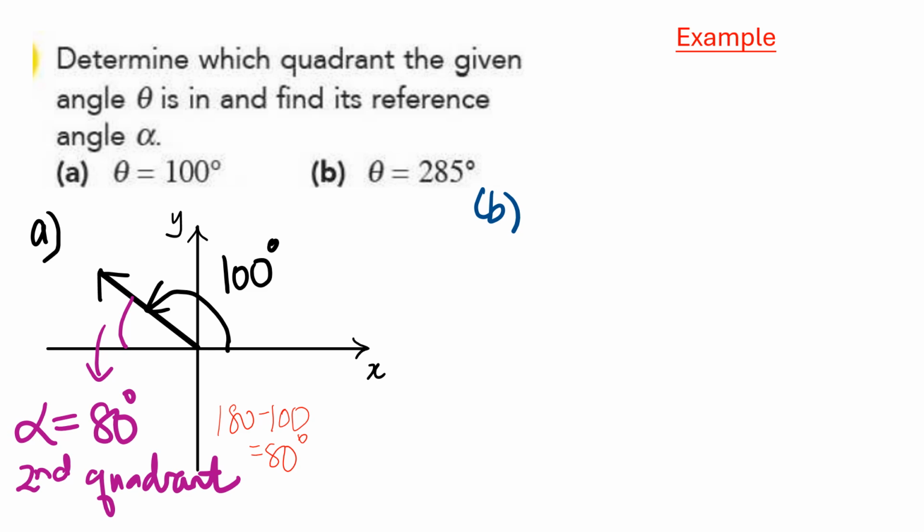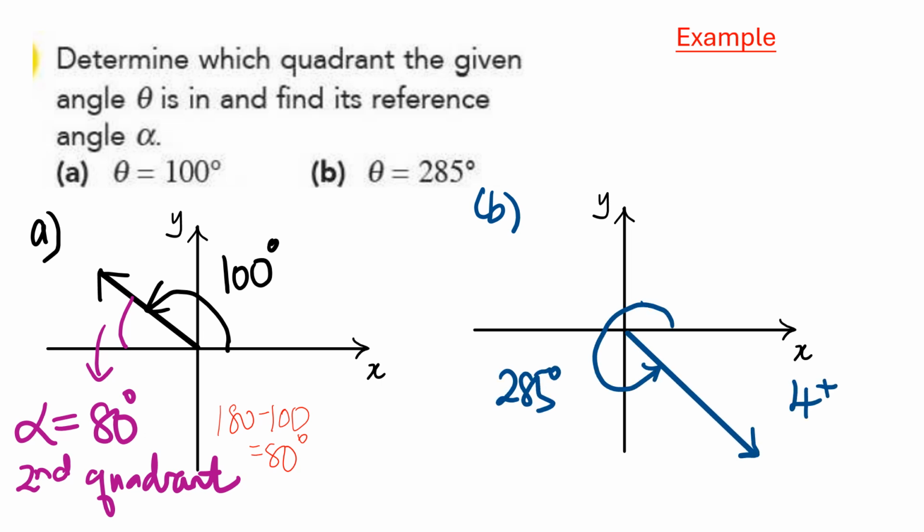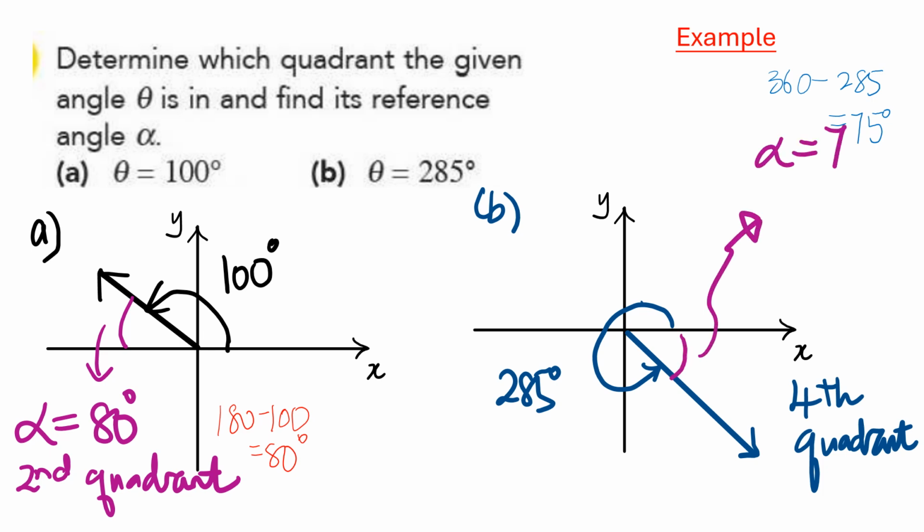The next one, theta equals 285. Which quadrant do you think it will end up in? Yes, you end up in the fourth quadrant. And therefore, the reference angle will be 360 minus 285, and that gives you 75 degrees. So your alpha will be there, and that is 75 degrees.